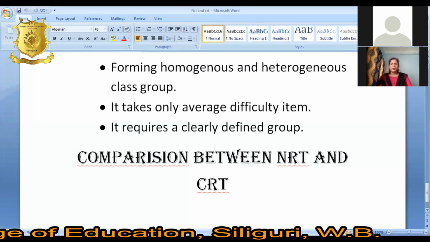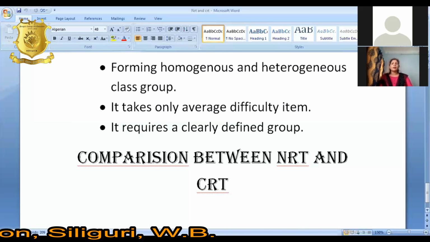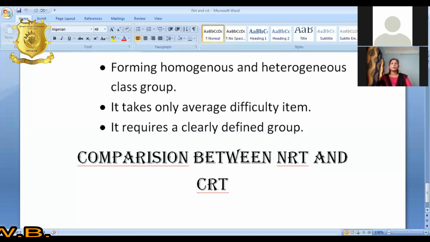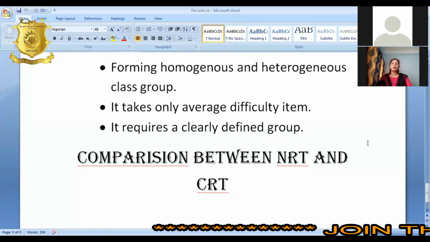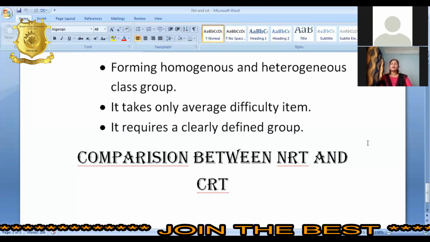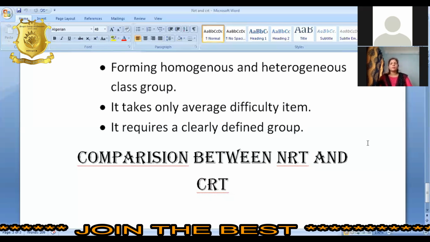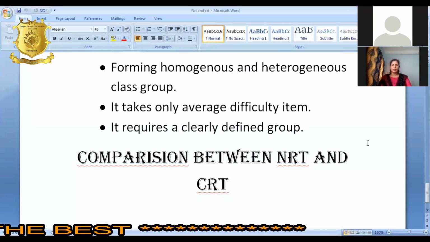Now discuss the third difference. The CRT is interpreted in terms of the learning outcomes. And the NRT test is interpreted in terms of the performance of the other individuals. Now discuss the fourth difference. In CRT, we can take the average difficult items, 2 easy items, and 2 difficult items as the test items. But in case of NRT, we will take only the average difficult items, but we'll remove the 2 easy items and 2 difficult items.